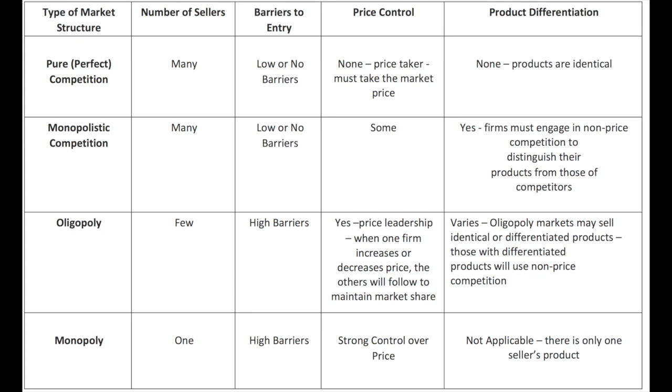Now, if you only have one product, there's not going to be any differentiation, but if you only have one maker of that product, they're going to have total, complete control over price. And so in a monopoly, again, strong control over price. Very different from perfect or pure competition. Basically, the complete opposite. So there's the chart, there's the basic explanations.